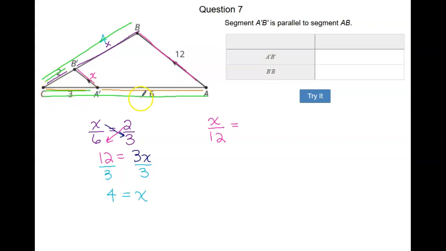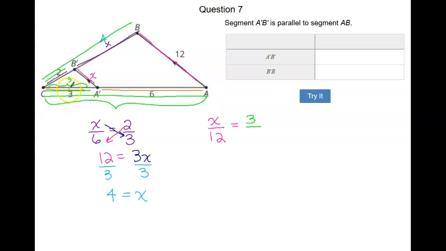I'll just use this side down here. So from here to here is 3, and that's the shorter side, so that corresponds with X. It needs to go on top. But now I have to make sure that I'm doing the full length here. It's not 6, it's this whole length from C all the way to A.